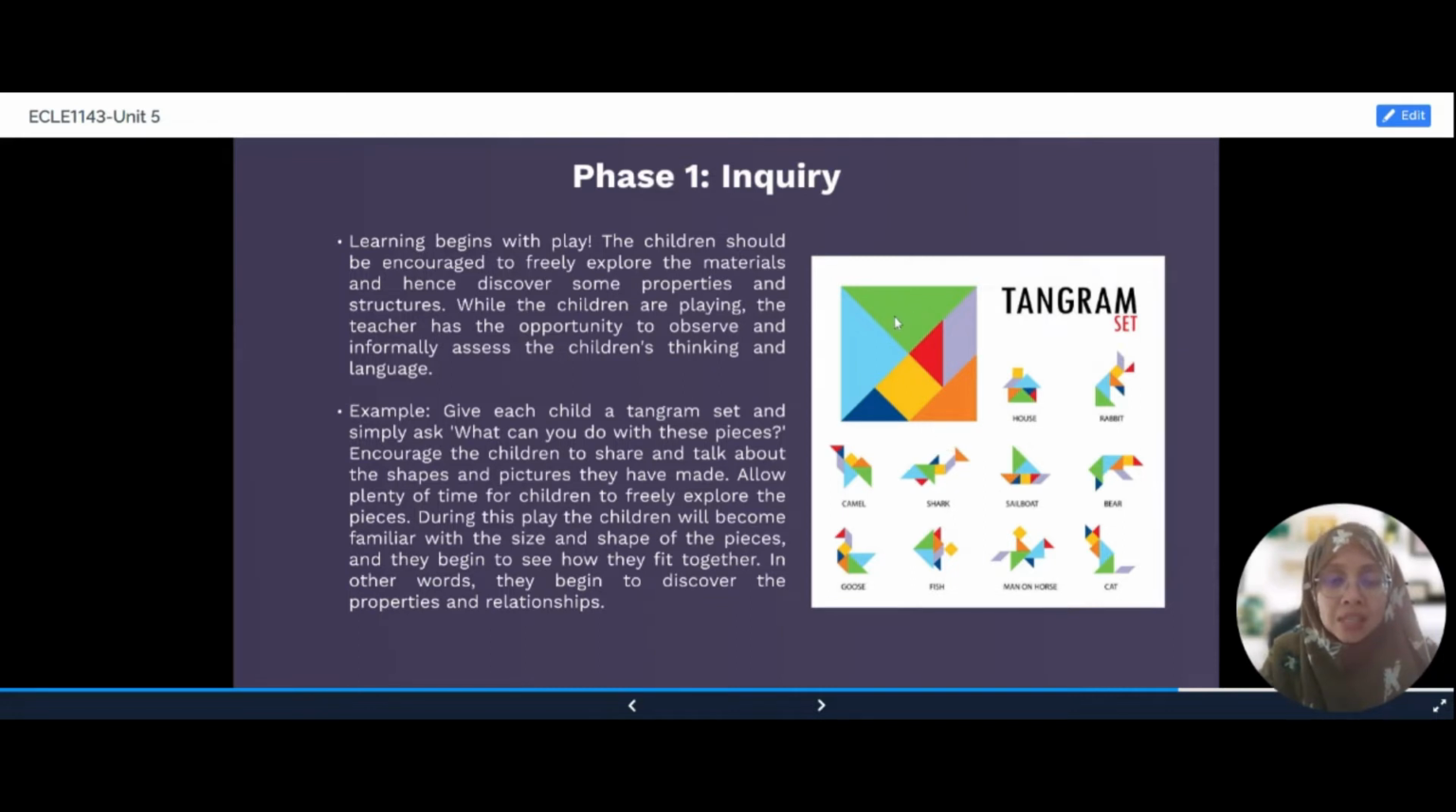Tangram set ni combinations or collection of shapes that you can make anything from it. Yes, some sort like a block, tetapi dia lebih kepada yang kita boleh put as a display dekat atas meja macam tu kan. Okay. So, for example, give each child a tangram set and simply ask what can you do with these pieces. So let them explore what kind of shapes that they can make with this collection of a tangram set. So this is to get them engaged to what they will learn next.